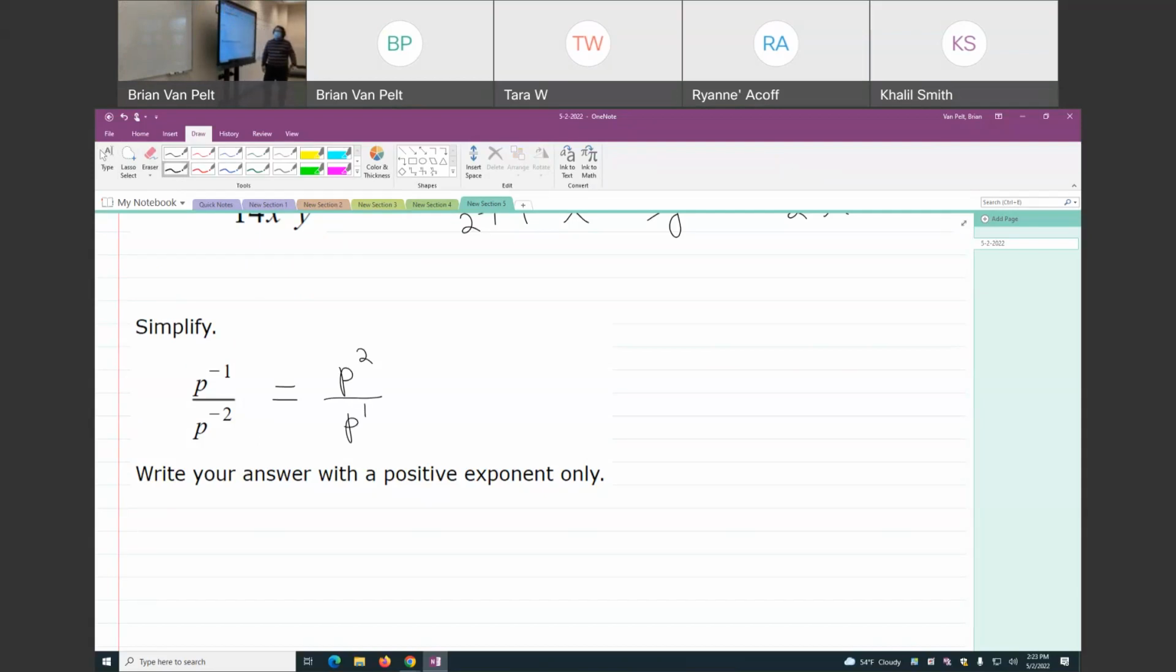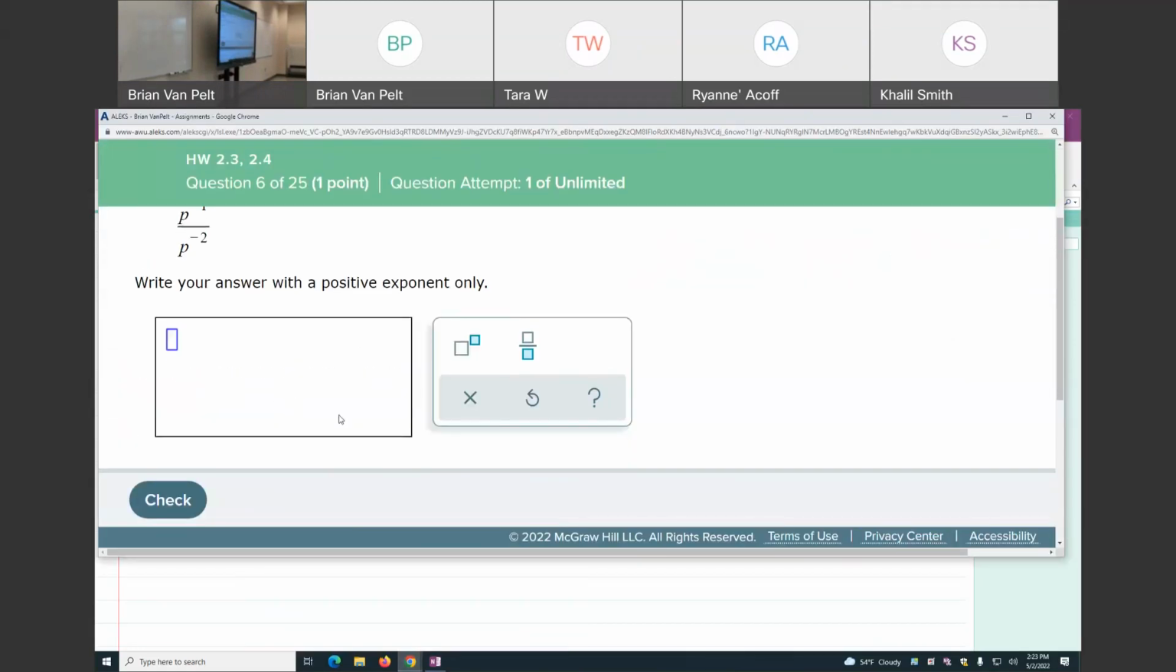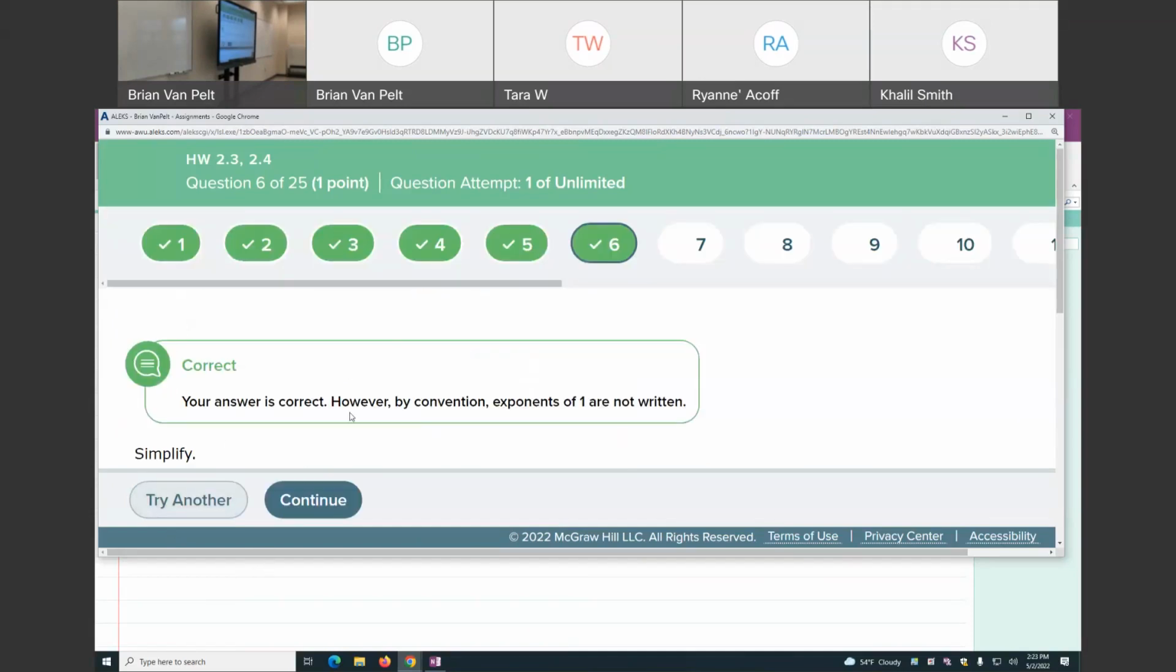Everybody's good with that? What you're doing then is this. Just P to the first. You can put it or don't put it. I don't think it cares. It's the same, it's right no matter what. Well, let's see if it takes P to the first. That was smooth. Oh, thank you. P to the first, let's check it out. Yep. However, by convention, exponents of 1 are not written.